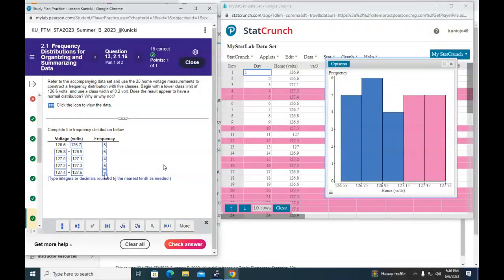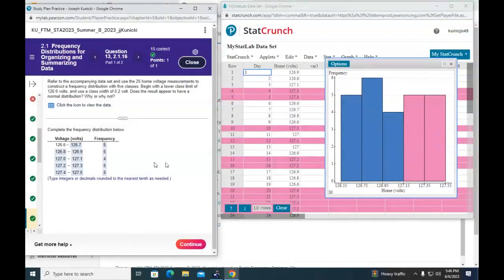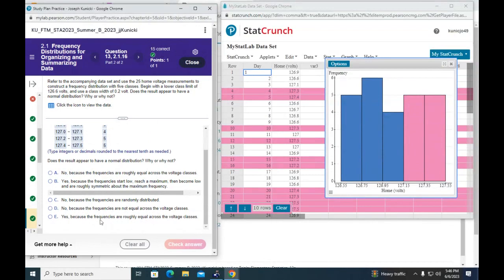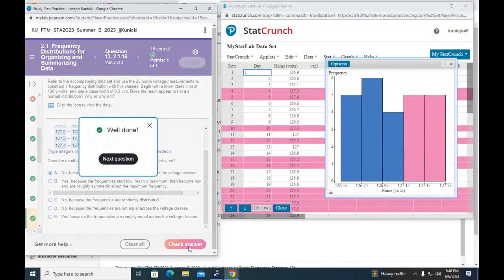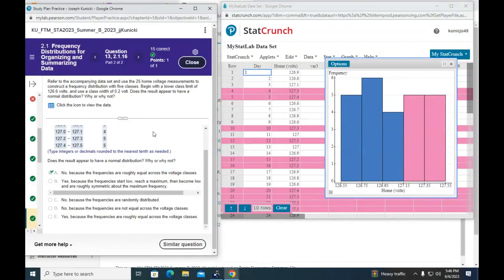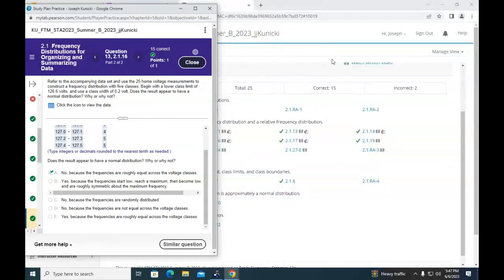5, 6, 4, 5, 5, 5, 6, 4, 5, 5. See, there when you use tab, it goes through all those boxes. Does it appear to be normal? No. No, we already said no, because the frequencies are roughly equal across the voltages. Okay? If anything, they're uniform. Mm-hmm. Pretty uniform. Okay, close StatCrunch. 19.